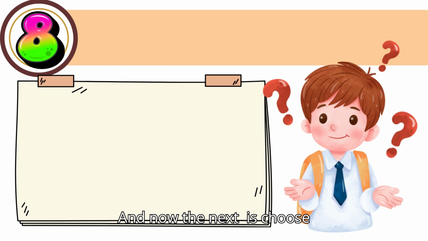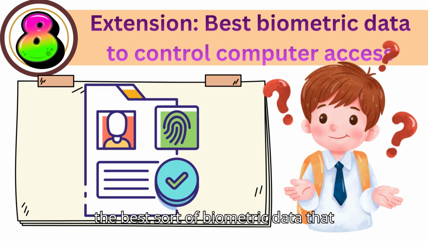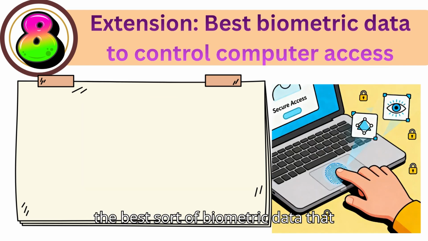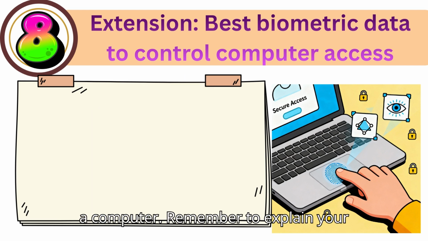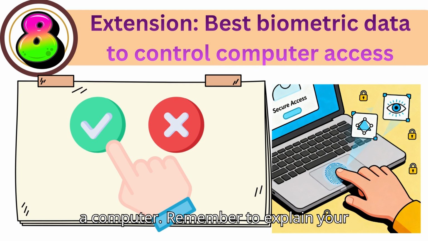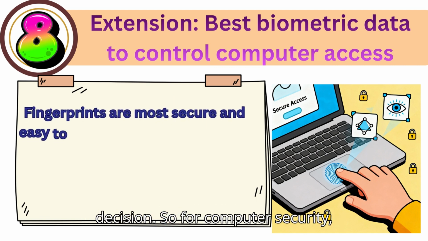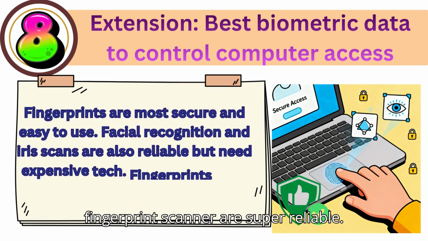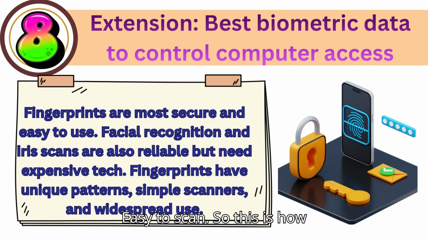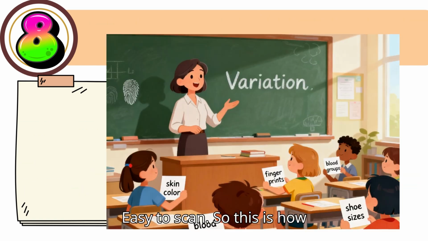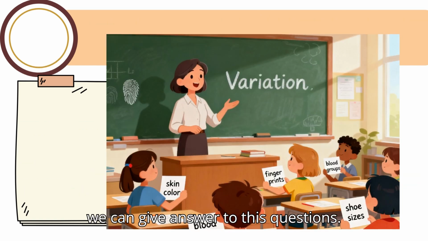And now the next is, choose the best sort of biometric data that could be used to control access to a computer. Remember to explain your decision. So for computer security, fingerprint scanners are super reliable. They use your unique finger pattern as a digital key, which is unique and easy to scan. So this is how we can give answers to these questions.